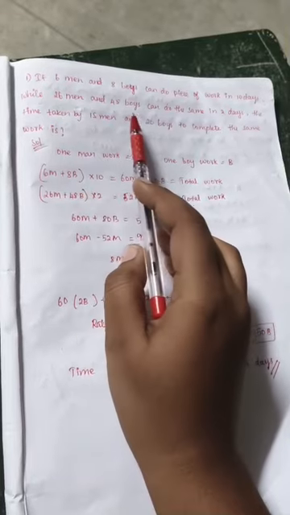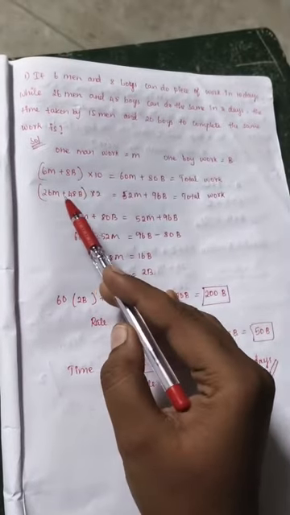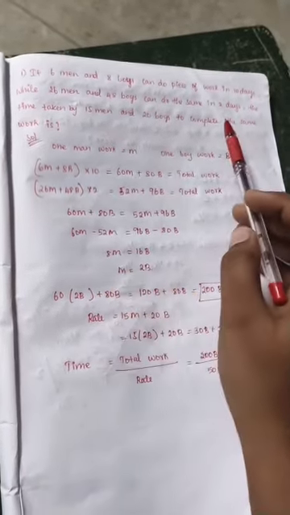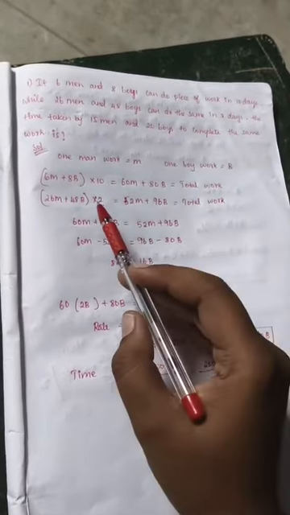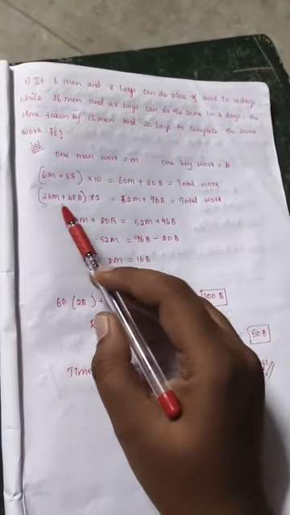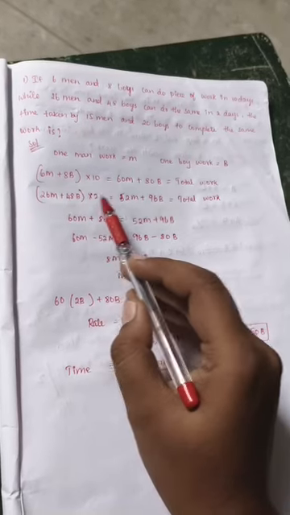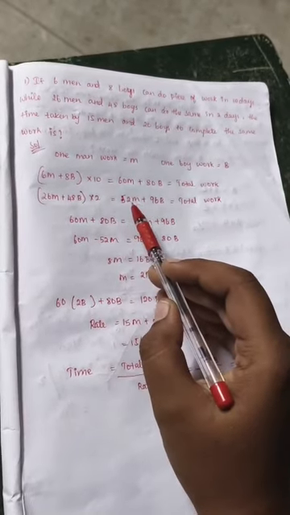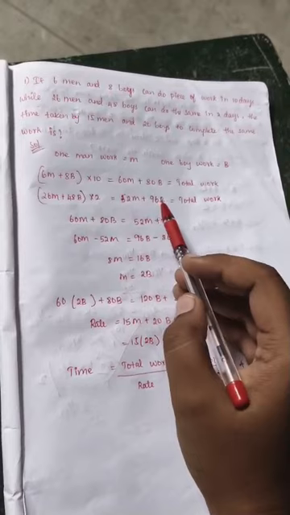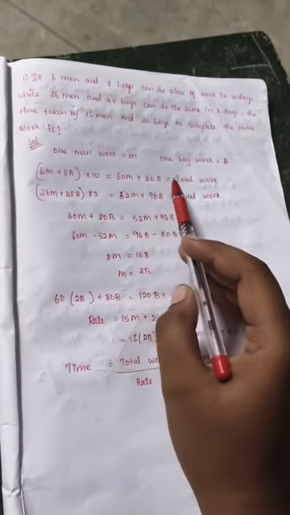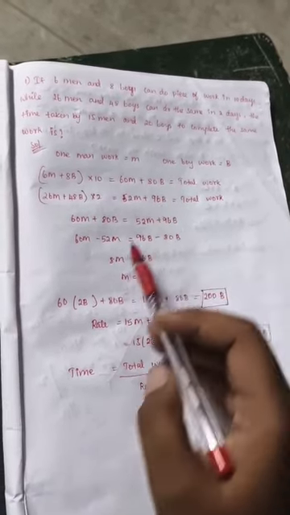Likewise, 26 men and 48 boys. So 26M plus 48B complete the work in 2 days. If we multiply 26 and 48 by 2, we will get 52M plus 96B. So this is the total work for both the equations.